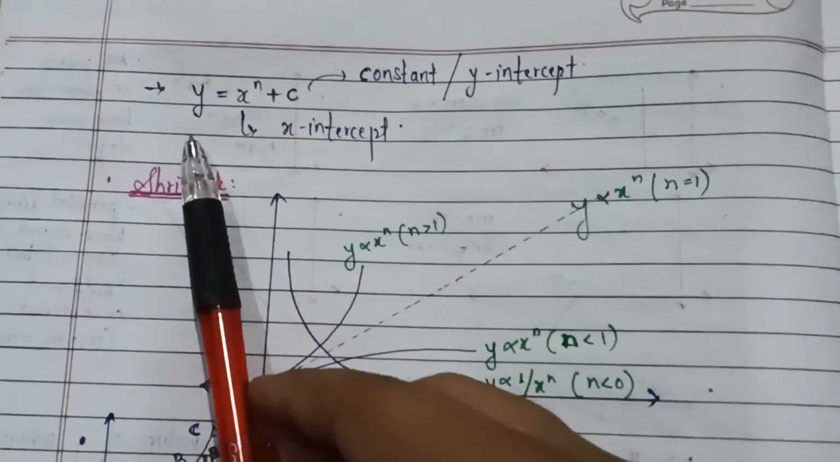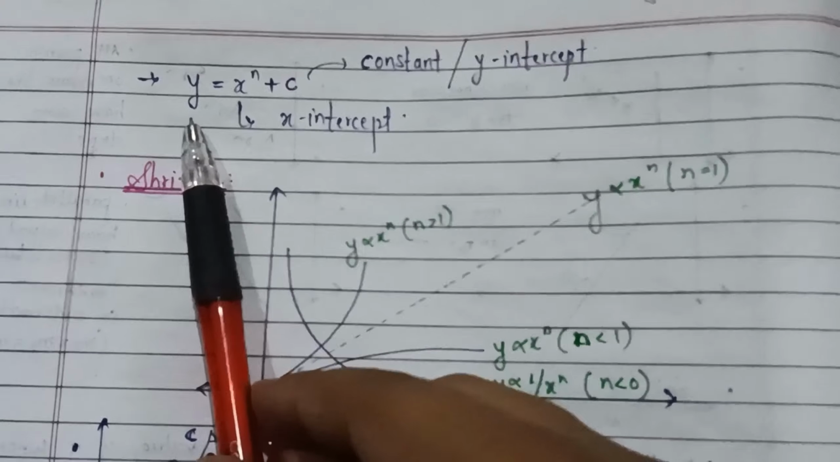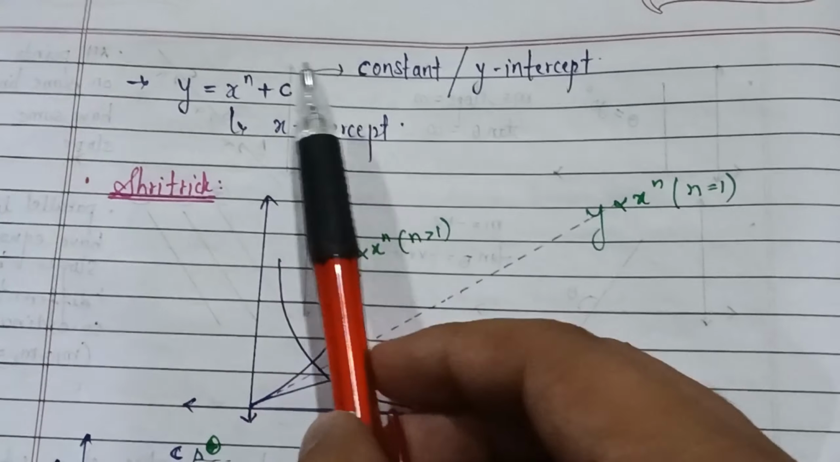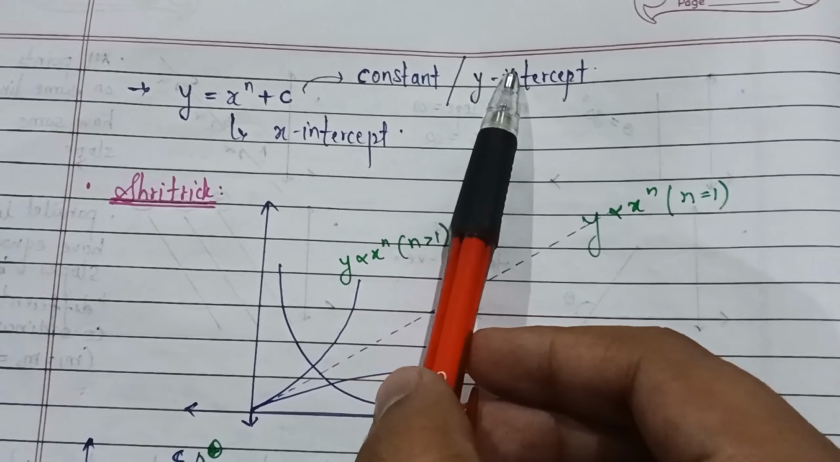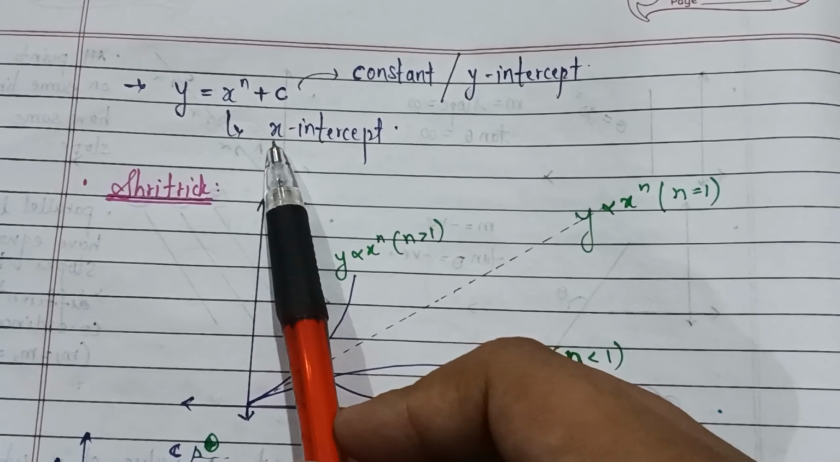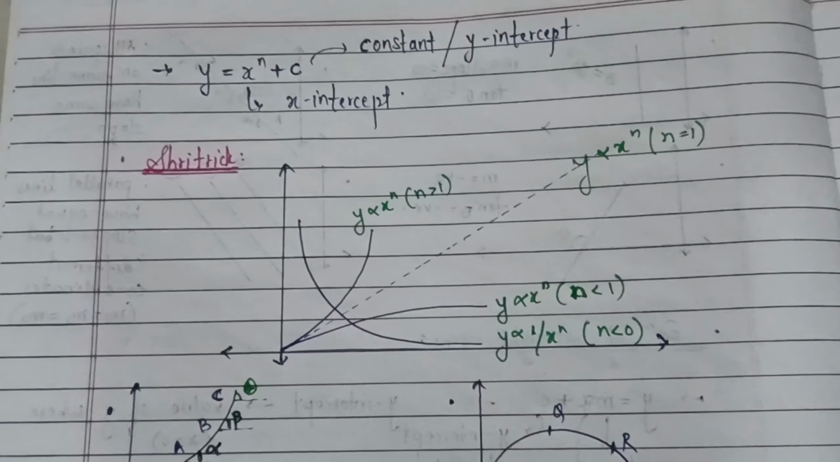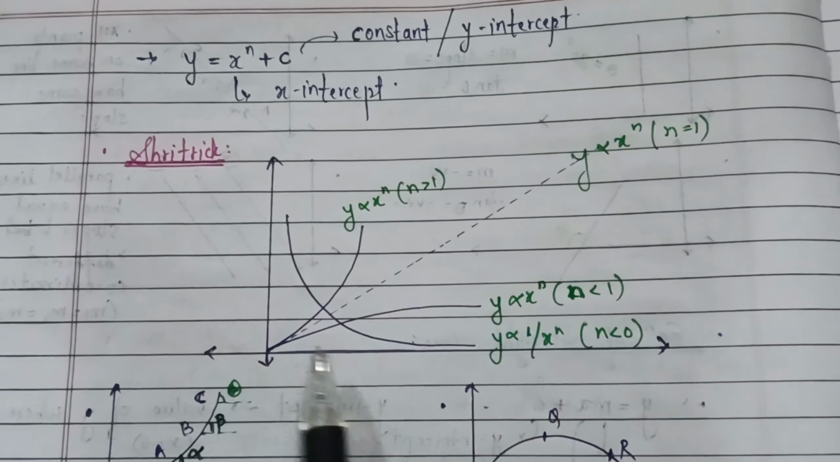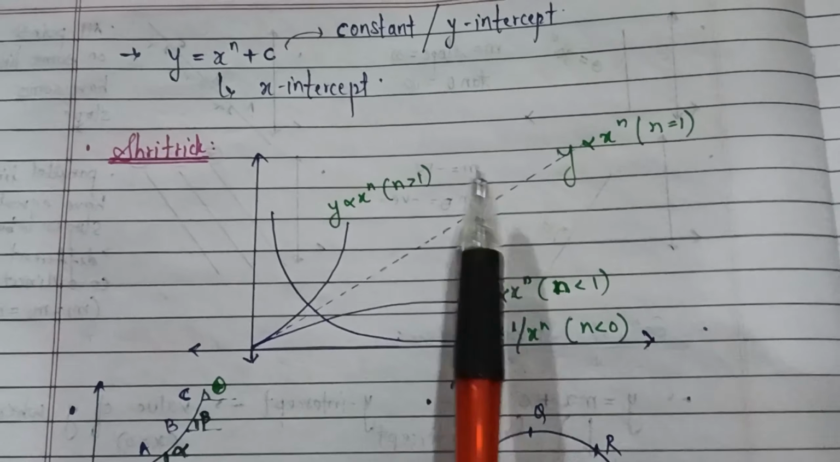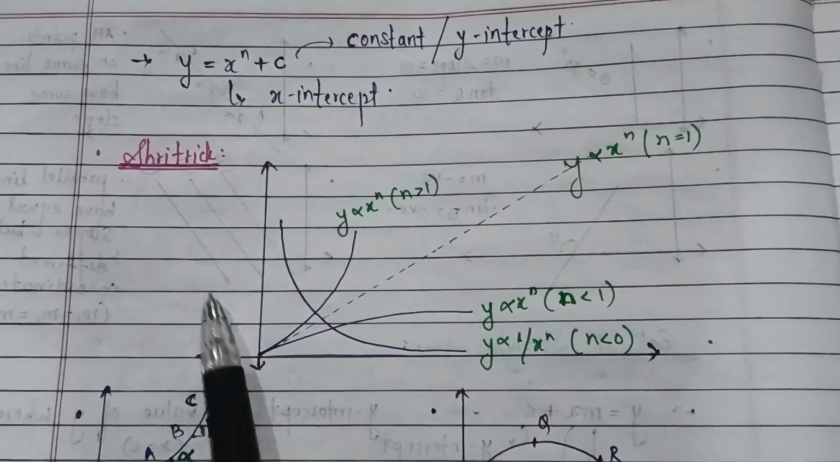The parabolic equation goes as follows: y is equal to x power n plus c, where c is the constant or the y-intercept. Now this is my trick to explain to you all types of graphs in a single graph.